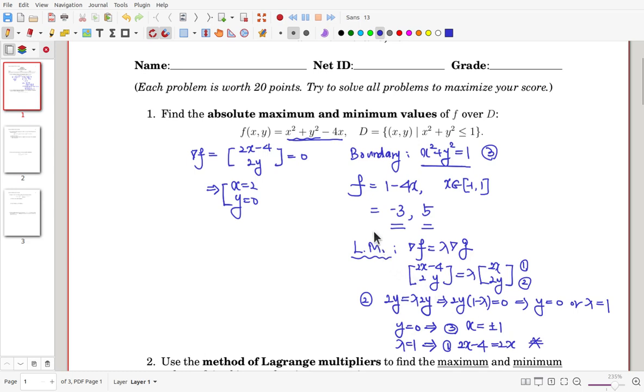So we have only the choice y equals 0, x is plus minus 1. If you use y equals 0 and x is 1, then the value is minus 3. X is minus 1, then the value is 5. That is exactly the same as this minimum and maximum, right? You can get the same solution.